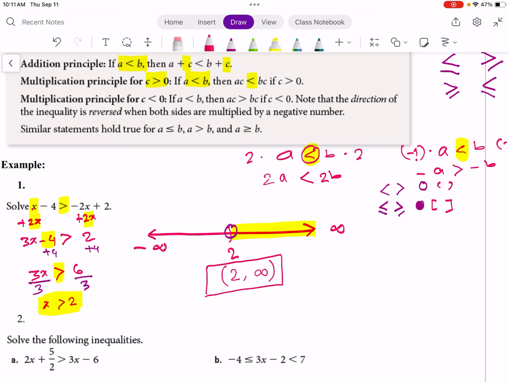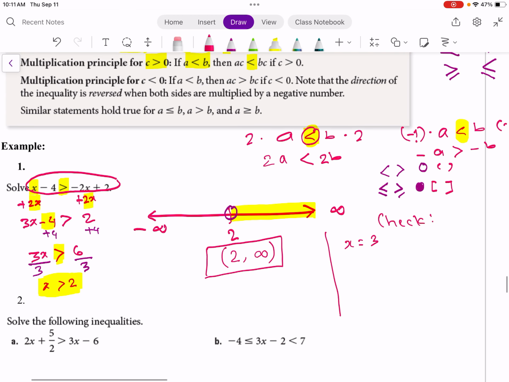Now, how do we check whether this is a solution or not? So if you are asked to check whether 3 is a solution or not, how do we check? We substitute 3 in this inequality. Okay, so let's see. If our x is equal to 3, then you replace every x by 3. We have 3 minus 4 greater than negative 2 times 3 plus 2.